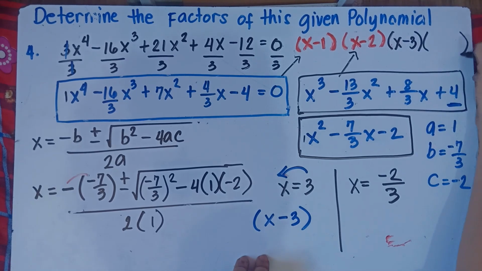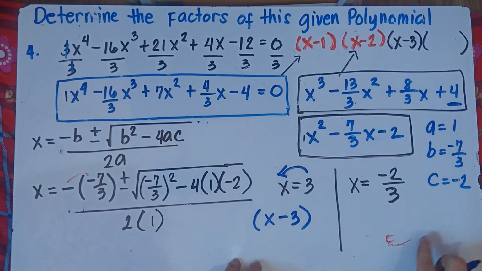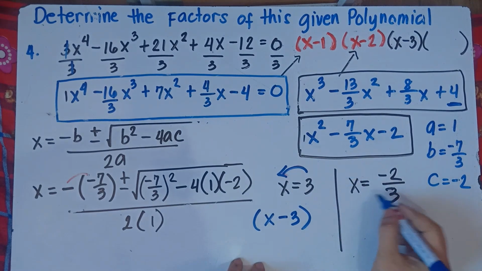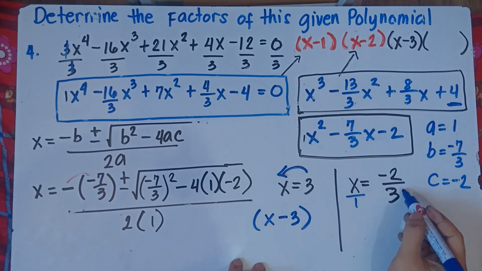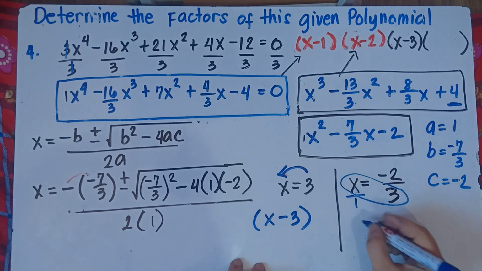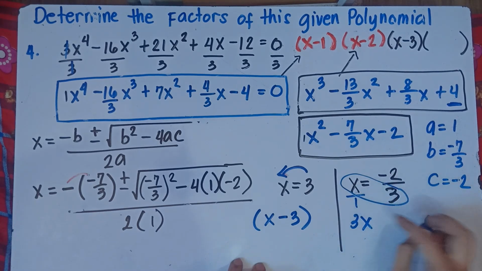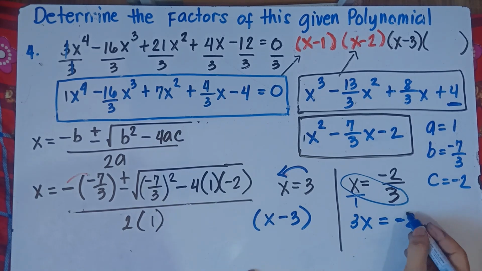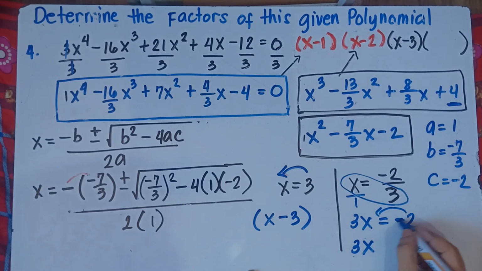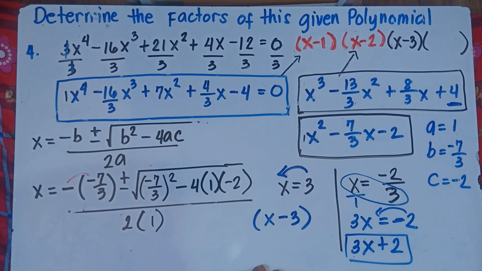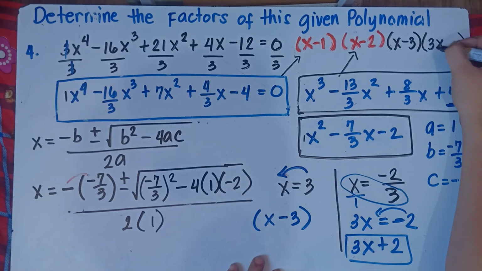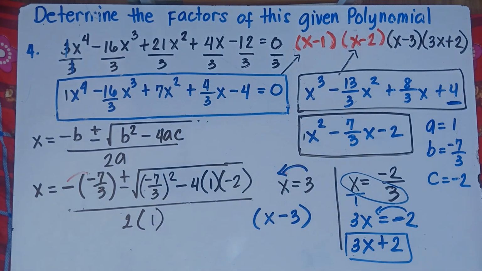And our last answer will be, for this one, to transpose this one, you cross multiply. So understood that there's 1 here. So this will be 3 times x, this is 3x. 1 times negative 2, that's negative 2. And transpose negative 2 from right to left. This is negative, it will be positive. 3x, plus 2. And this will be our second factor, class. 3x plus 2. That's it, class. That's the factors of this given polynomial.